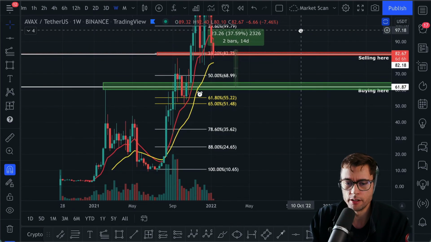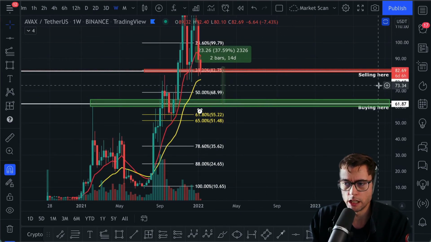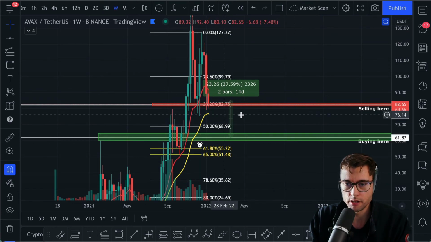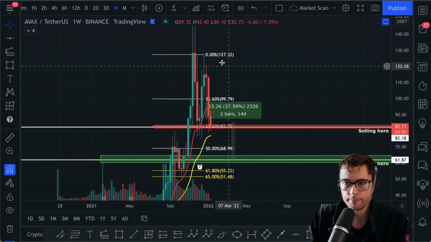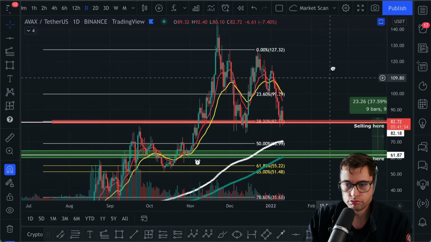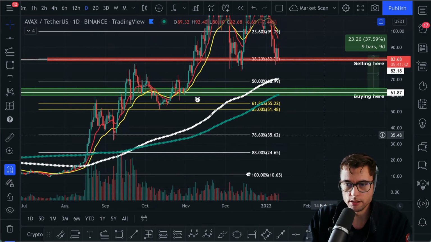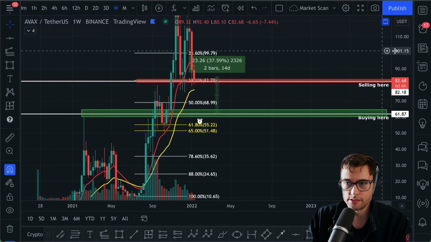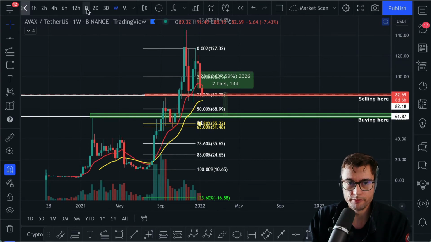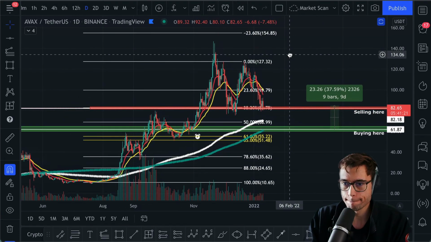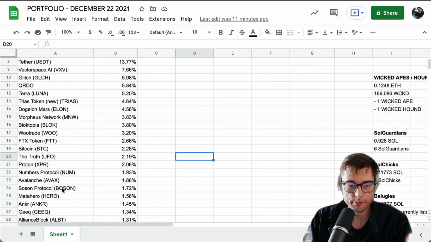just to be more conservative, because this is going to be a pretty big play for me. So I'm going to be buying a little bit higher. I'm going to be selling a little bit lower. And yeah, I'll be going heavy into AVAX at 62 if it reaches. So yeah. Okay, so now we did AVAX.